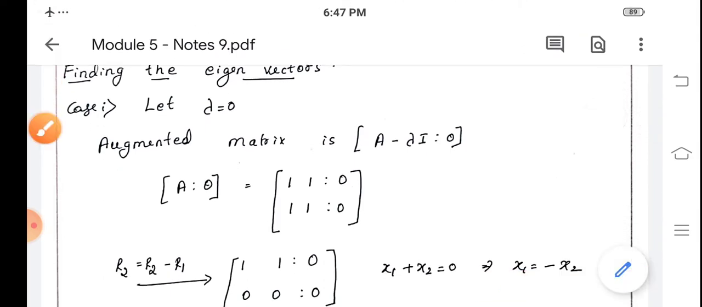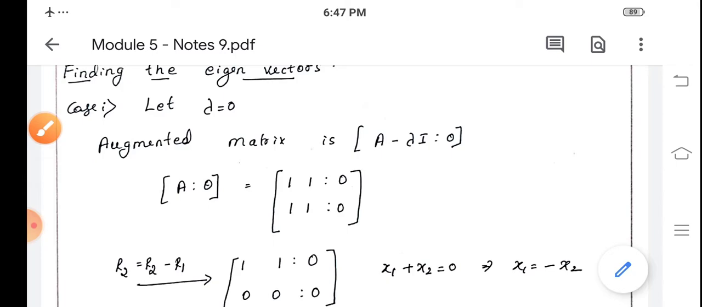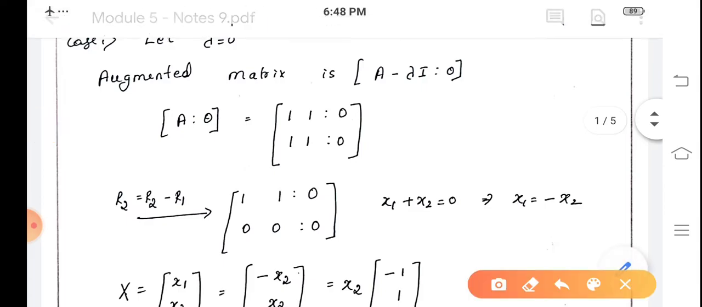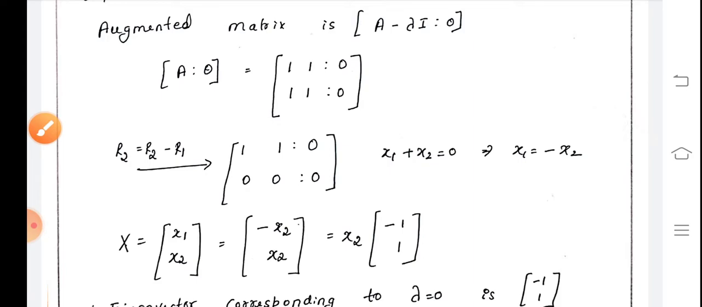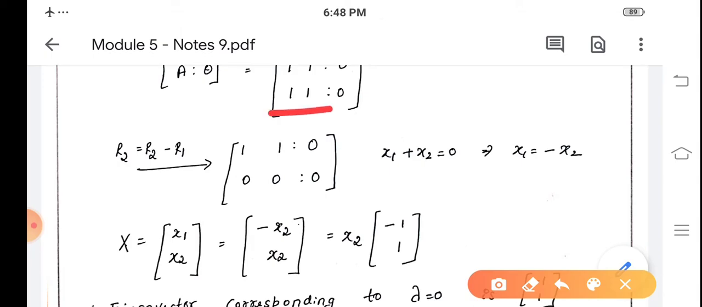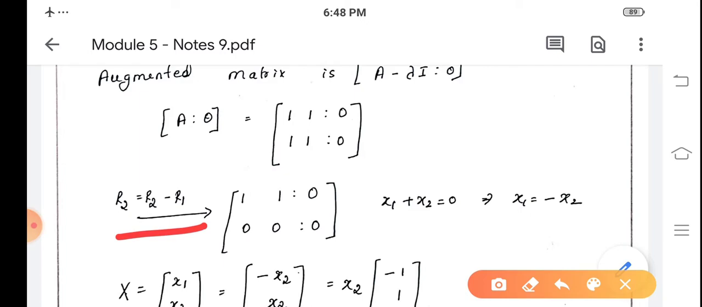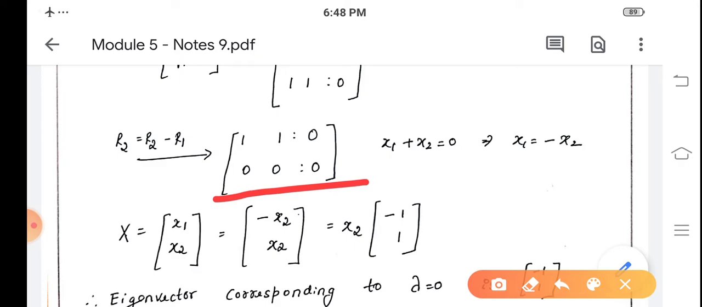Now for lambda equal to 0, we find the eigenvectors which satisfy (A minus lambda I) into x equal to 0. So we take the augmented matrix, that is A minus lambda I augmented with 0. But since lambda is 0, it is A augmented with 0. Now the augmented matrix is 1 1 0, 1 1 0. So we are reducing this augmented matrix to echelon form using row operation. We write the row operation for the second row. The required row operation is R2 equal to R2 minus R1. So it will be 1 1 0, 0 0 0.